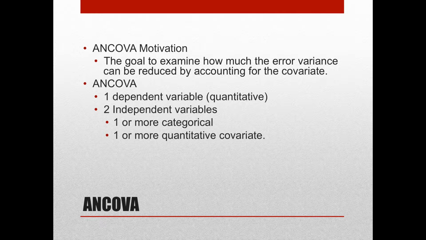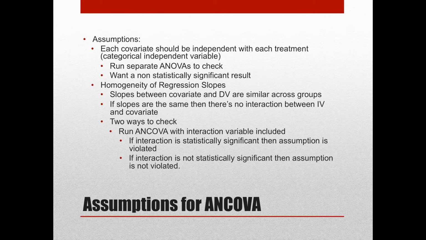ANOVA, analysis of covariance. The goal is to examine how much of the error variance can be reduced by accounting for kind of leveling out information, if you will. So in an ANCOVA design, we have, again, one dependent variable, two independent variables, one or more categorical, and one or more quantitative covariates. Covariates can be categorical, but I think that in this class I've treated these as quantitative covariates.